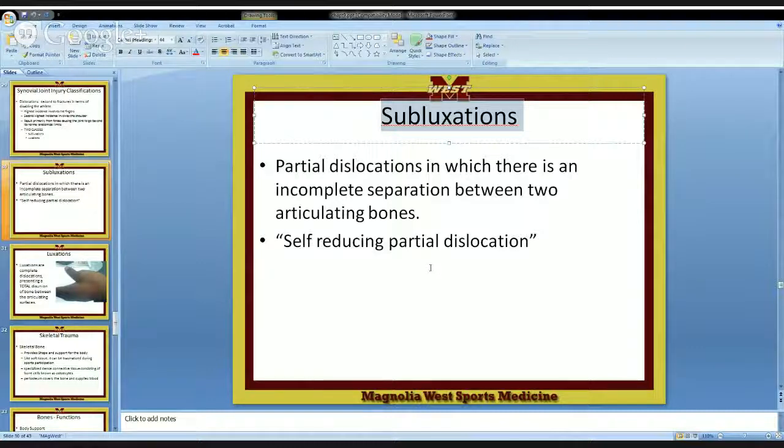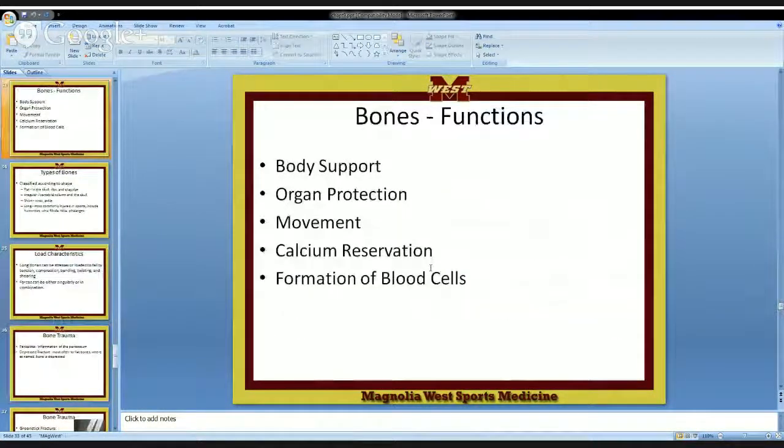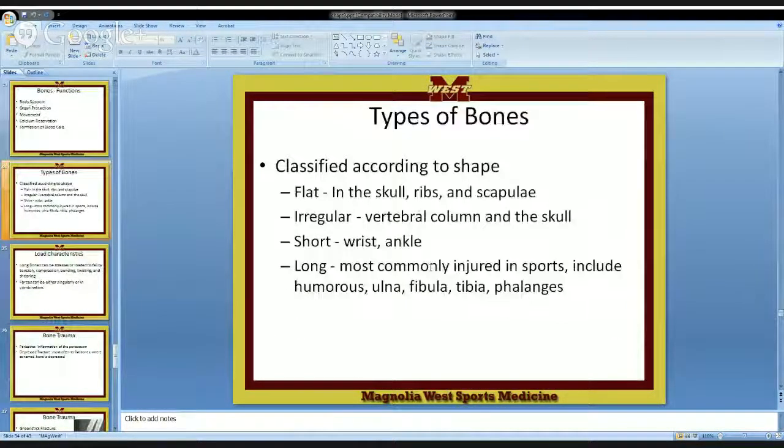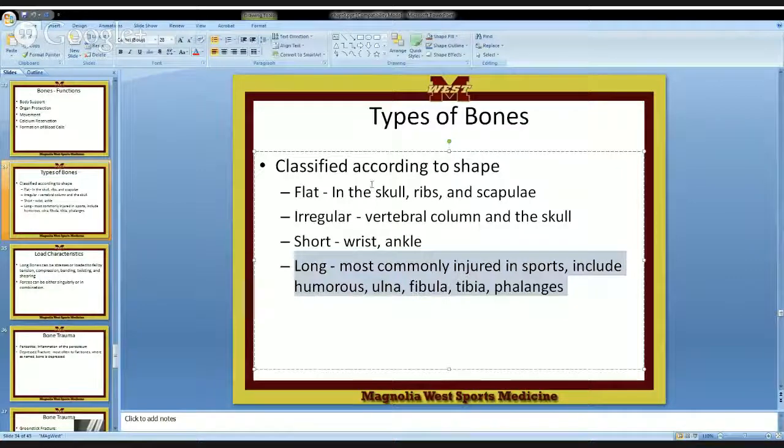Slide 34, because we'll get past that beautiful picture. Slide 34, types of bones. All right, long bones are most commonly injured in sport, and these include what? So right here, you need to know the types of bones and certainly need to know the long bones.